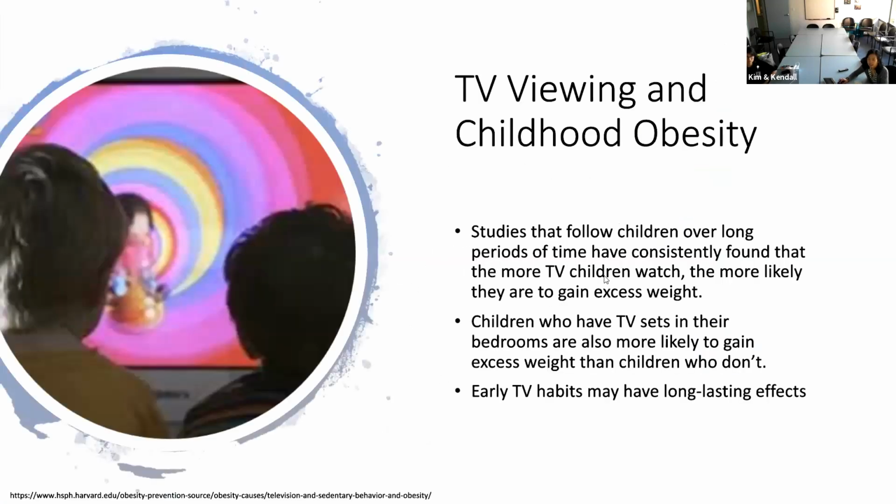When looking at TV viewing specifically in childhood obesity, as we know from some of the surveys, this is what many kids and adults spend their time doing. Studies that follow children over longer periods of time found that children who watch more TV were actually more likely to gain excess weight. And children with TV sets in their bedrooms were also more likely to gain excess weight than kids who don't. And early TV habits may have long-lasting effects as well. They found that children who were followed from birth found that TV viewing in childhood actually predicts obesity risk in adulthood and in midlife.